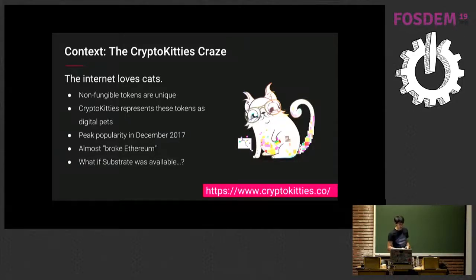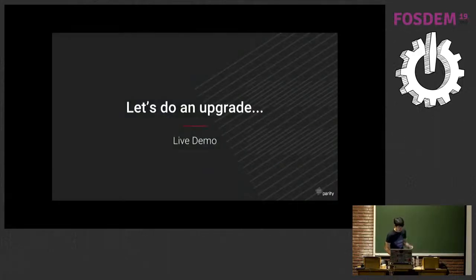As a dApp developer, really the only option at the time was to build on Ethereum or some existing platform. And so the question I kind of want to ask is, what if Substrate was available then? What if you could build your own blockchain network, independent from others, and have your project grow and scale independent of the network and the other projects that are building on that? So that's what I want to show you. So with that in mind, let's do an upgrade.